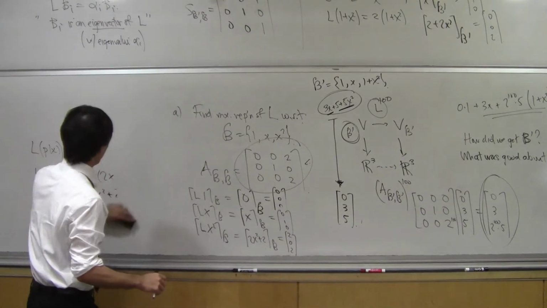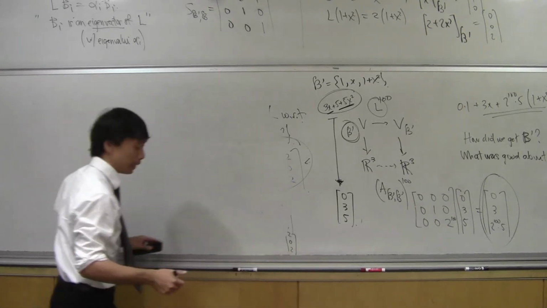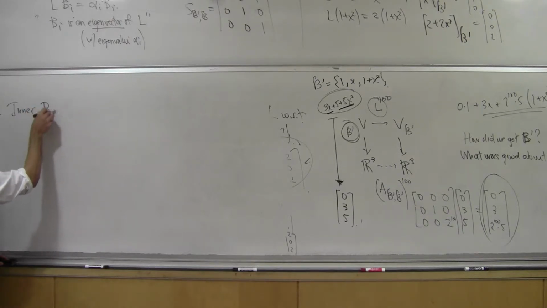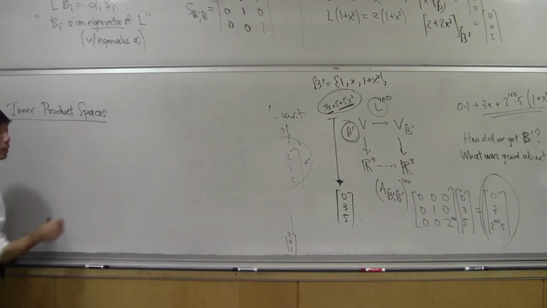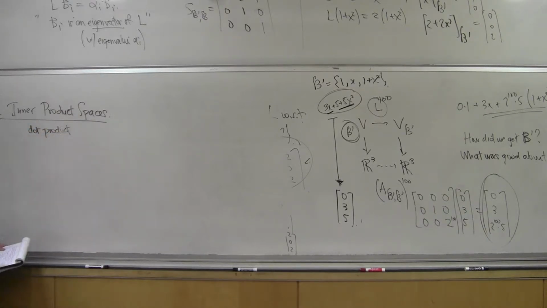Okay. So now we're going to go into chapter 5. The title of chapter 5 is inner product spaces. This term inner product is basically a generalization of something called the dot product, also called the scalar product.